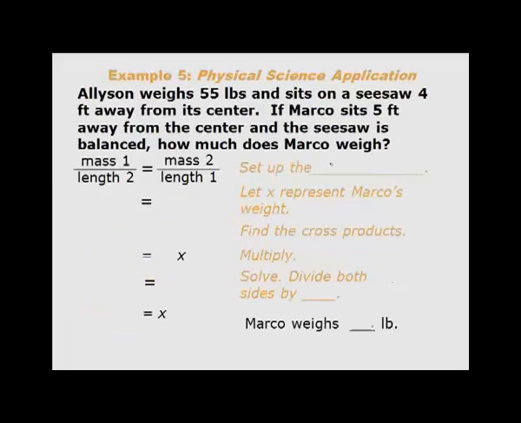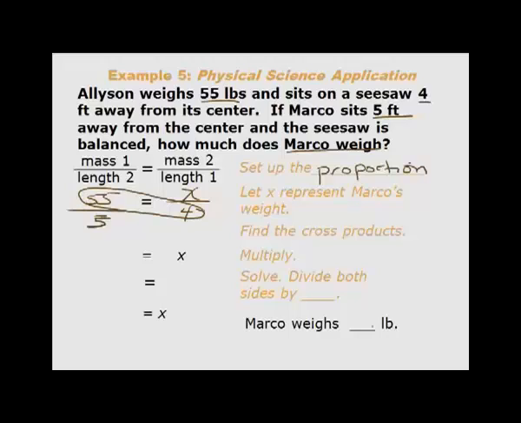Now let's take a look at example 5. We have Allison, who weighs 55 pounds and sits 4 feet away. Marco sits 5 feet away, and we want to know how much Marco weighs. So our first step is to set up the proportion. Well, our mass is weight, so that's 55 pounds, over length 2. Our length 2 in this case is 5 feet, because that's Marco's length. Because the 55 is connected to the 4 feet away, mass 1, length 1 is 4 feet, and mass 2 is our unknown. We're going to let that represent Marco's weight.